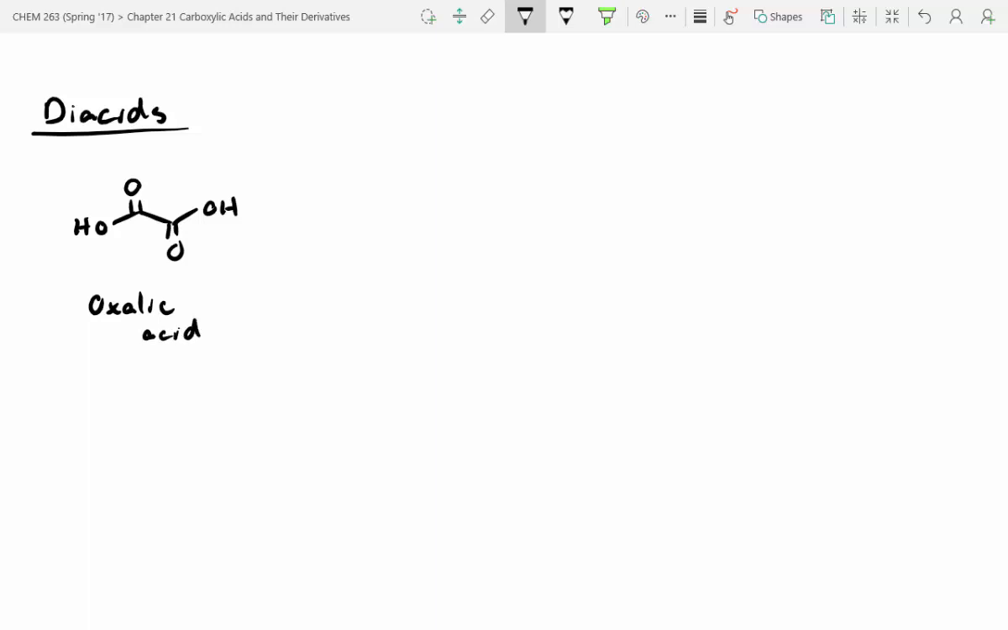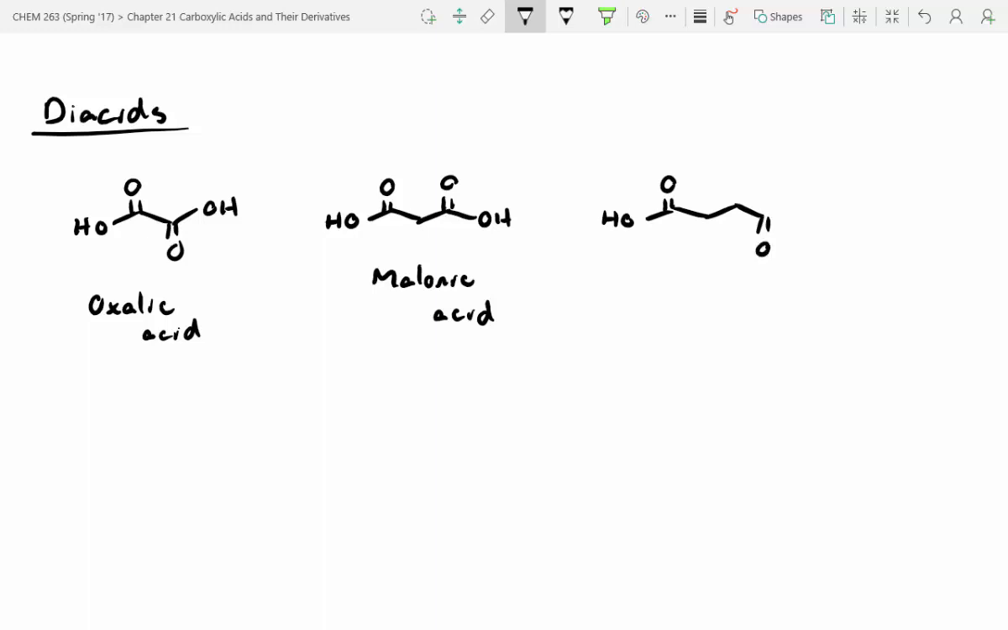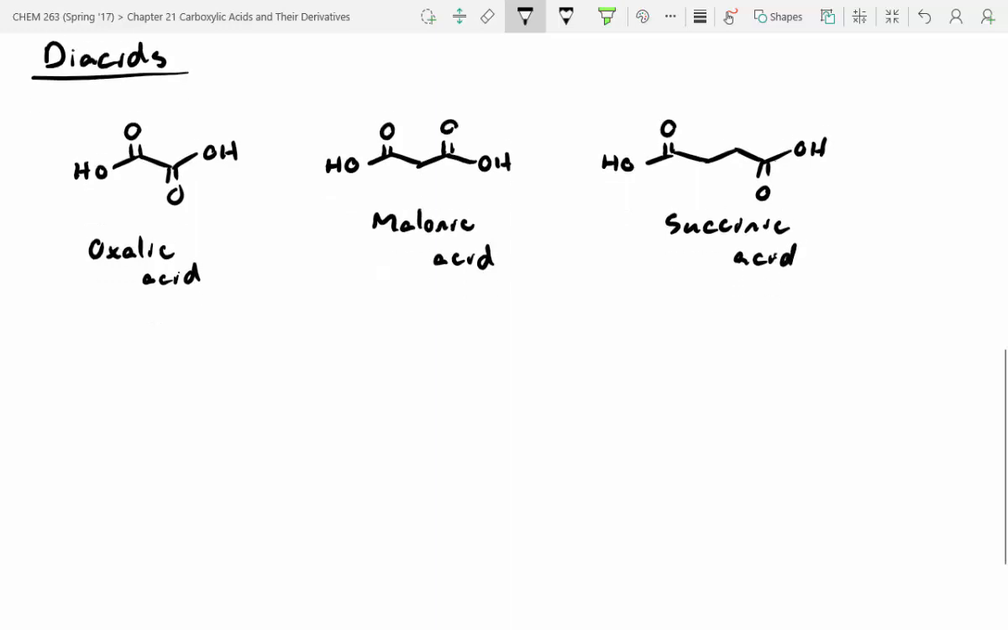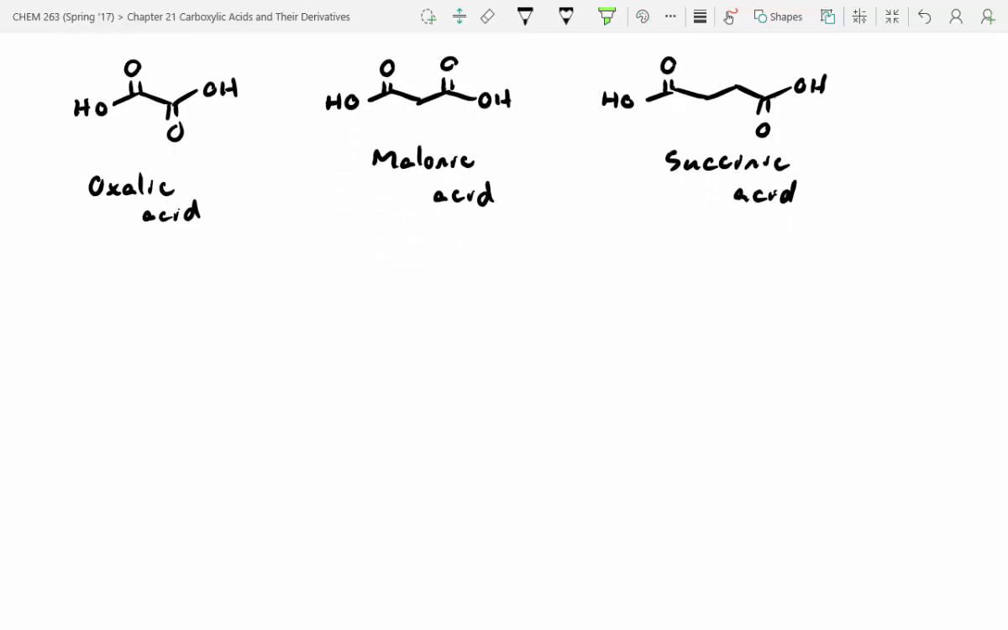It's a radiator cleaner. Is it? I think that's what they use in the radiator. It's used a lot in cleaning. I think it's a nice gentle acid. The next one has one more carbon on it. This is called malonic acid. And then we'll go down the list. This is called succinic acid. It has 4 carbons on it. And we'll keep on going.